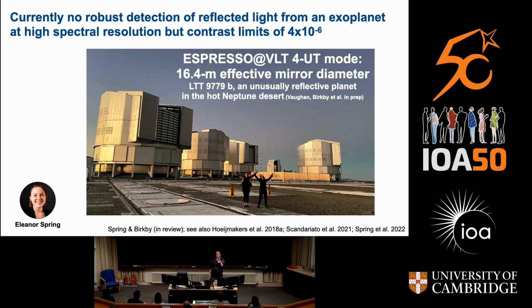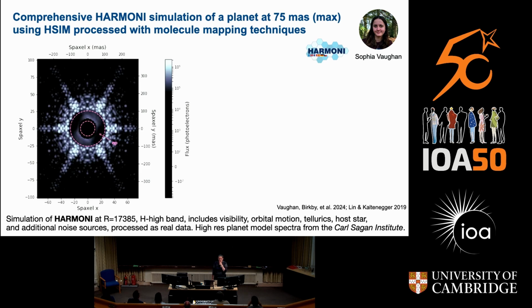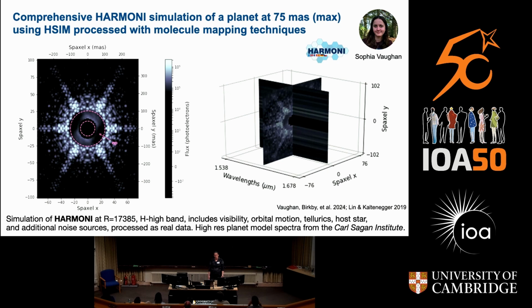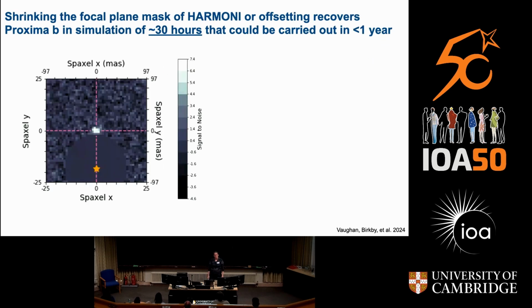So we're doing this right now with 4 UT modes, so a 16.4 meter effective mirror diameter at the VLT. I'm not going to show you the results because I want to be certain when we show it, but maybe there's something there. Okay, so if we could do it, we do a simulation for HARMONI. This is work that Sophia Vaughan has been doing. We inject a planet, it's a cube, so we do our cross-correlation for the whole cube and reconstruct it.